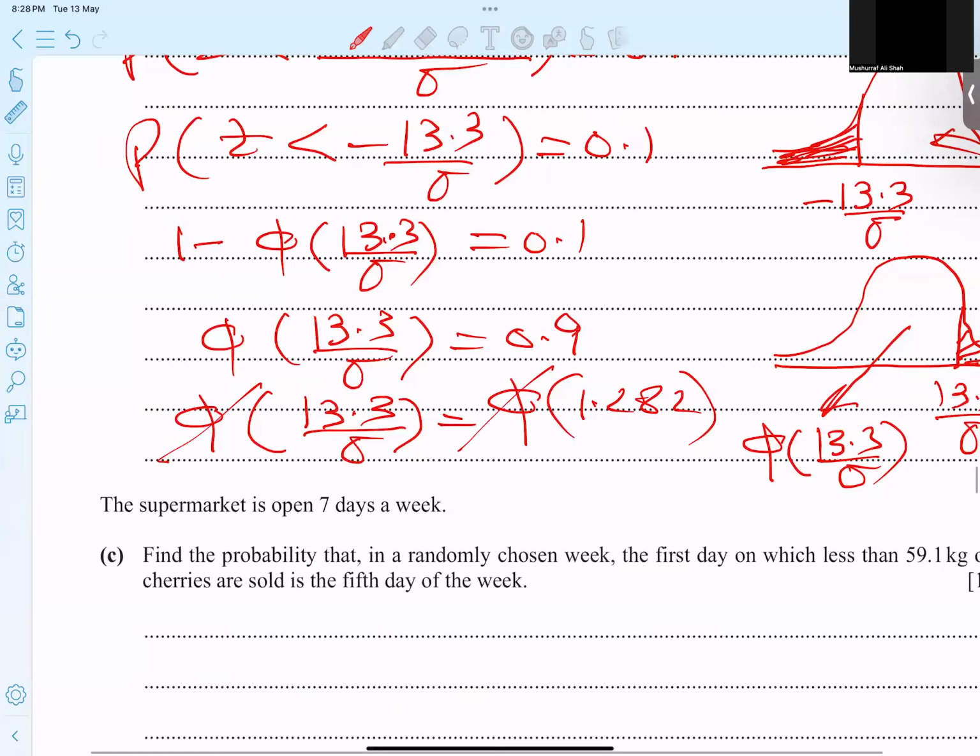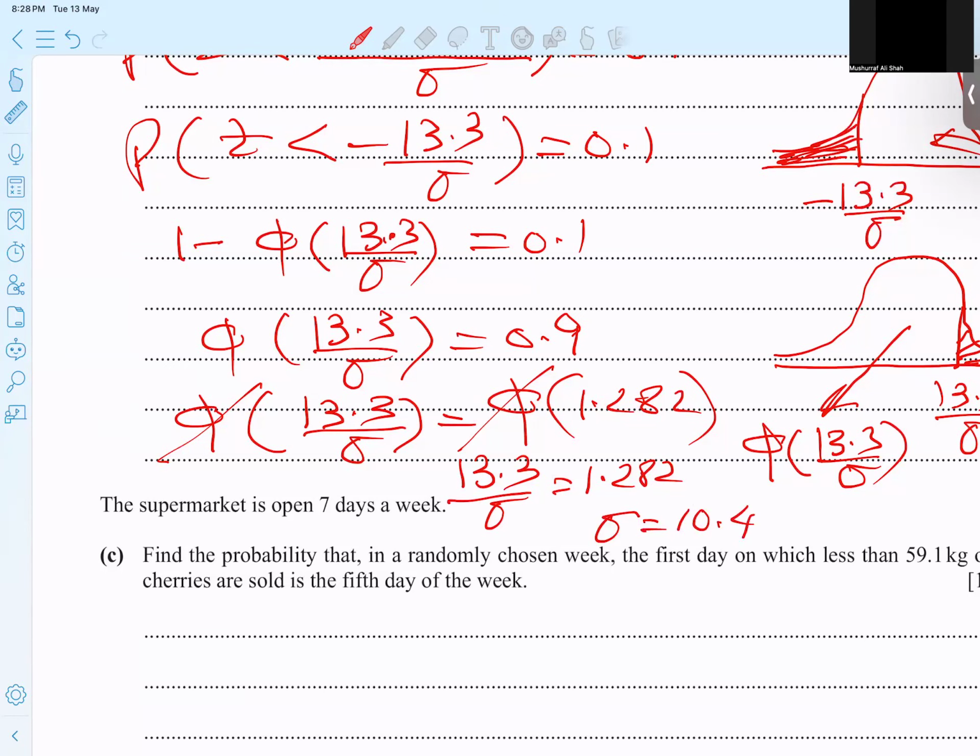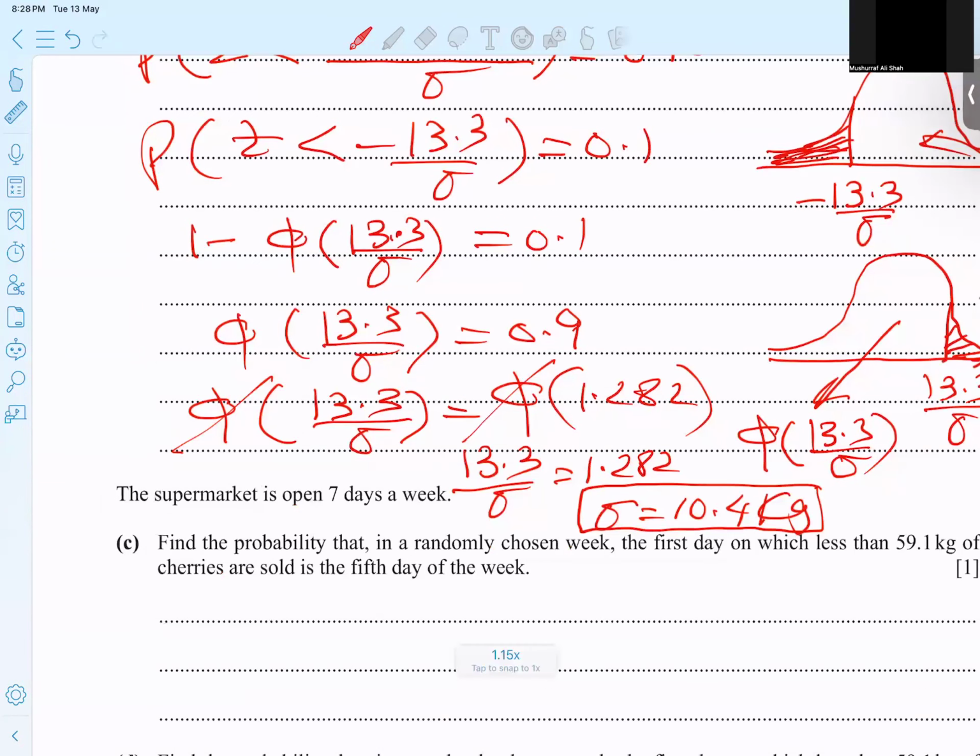I'm writing here 282. This cancels out. And I get 13.3 by sigma equal to 1.282. This goes there, this comes down, and ultimately I'm checking my answer, which is finally 1.282, and it comes to 10.4 after rounding. 10.4 kilograms, after writing to 3 significant figures. So I hope the concept is very clear.